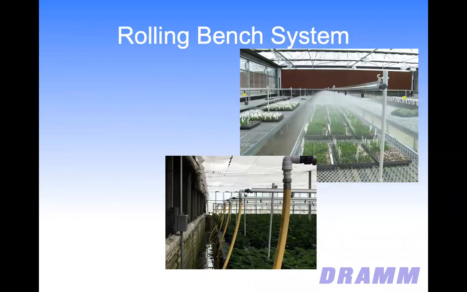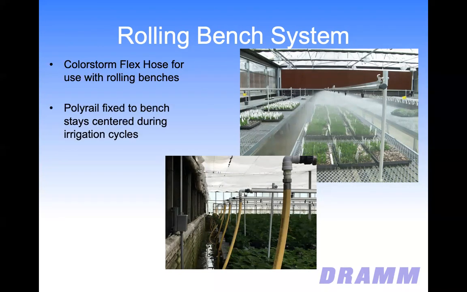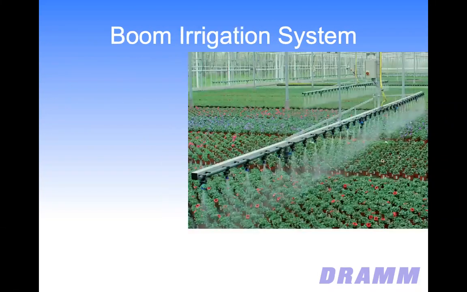A lot of customers that have rolling bench systems, either for finished crops or for young plants, are using our Dramm ColorStorm Flex hose to attach our water line up to the bench. That allows the system to move left and right and keeps the irrigation nozzles directly centered over the bench to make sure that everything is getting properly irrigated.